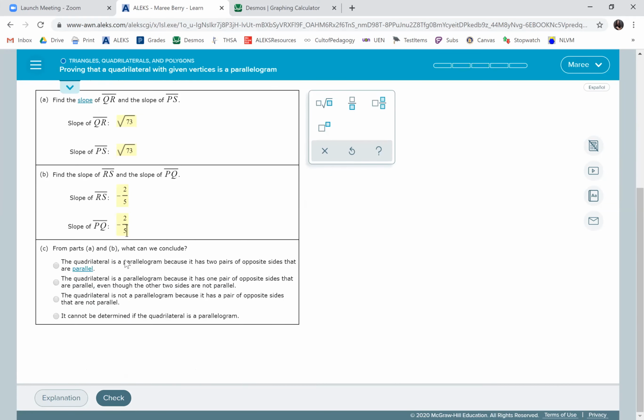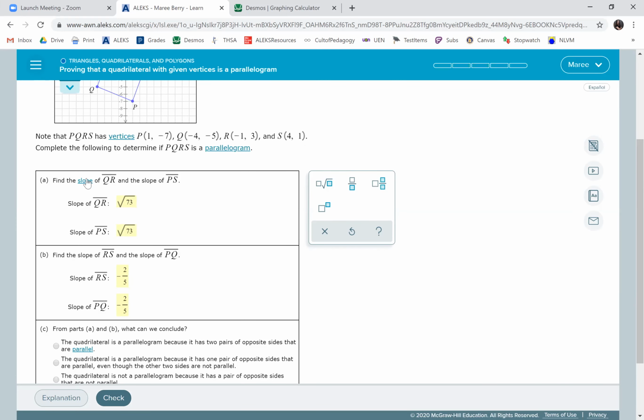So the quadrilateral is a parallelogram because it has two pairs of opposite sides that are parallel. Wait, we didn't find the slope. We found the length of these. Okay, let's go back. We don't need the length here.